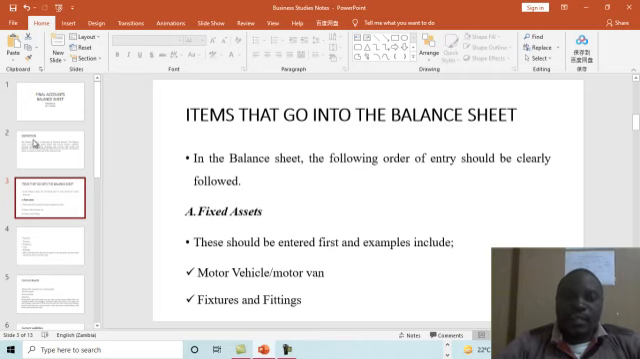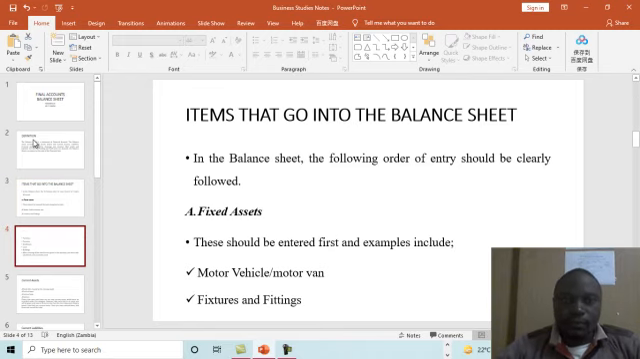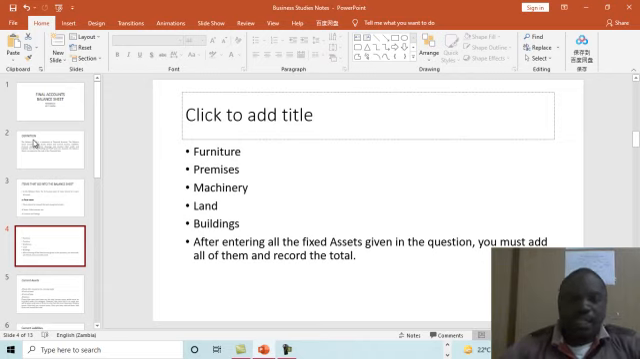Now, you know that fixed assets are assets that stay for a long period in the business. These are assets that cannot easily deplete or finish, or be easily replaced within a single financial year. So, for example, a motor vehicle or a motor van, fixtures and fittings, furniture, premises, machinery, land, buildings. These stay in the business for a longer period of time.